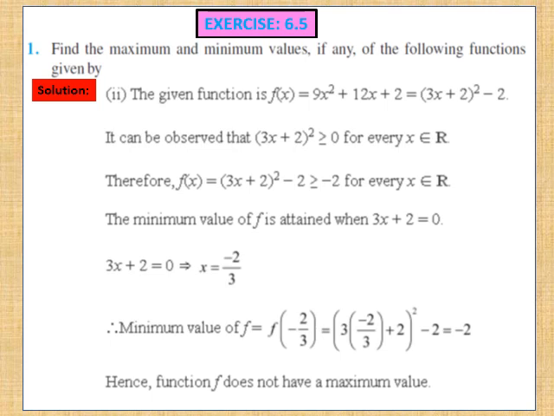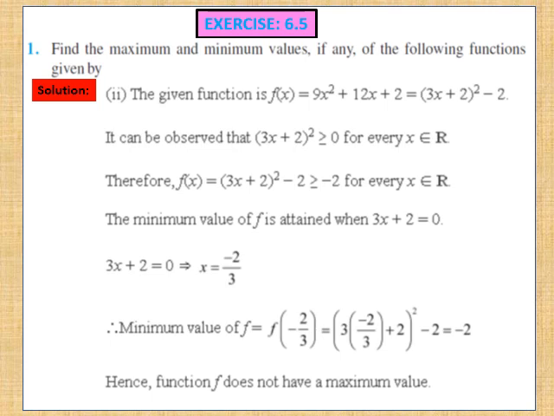So the value of f(x) is what? (3x + 2)² − 2 is greater than or equal to −2 for every x which belongs to the real numbers. Now let's find 3x + 2 = 0. You will get x equals −2/3. So putting x equals −2/3 in the given function, we are finding what? f at −2/3 is equal to −2.